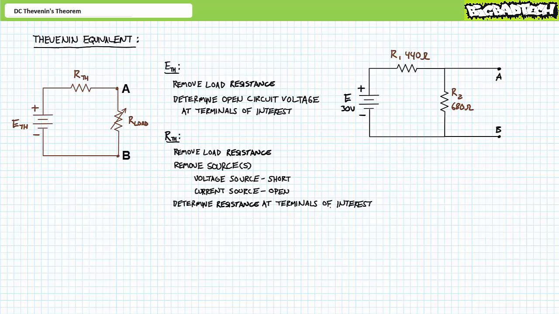Again, R load has been removed from consideration. The simplest of series circuit properties can be used to solve for the voltage across the A and B terminals for this modified circuit. An application of the voltage divider rule demonstrates that V2 is 18.2 volts. This is the Thevenin's equivalent voltage, ETH.